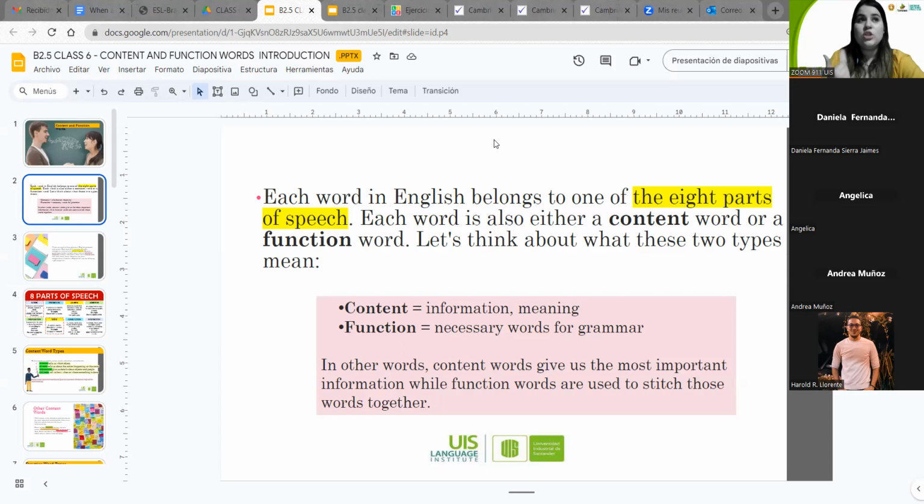However, they don't carry information or meaning. They are necessary for grammar. Okay, so that is the difference between content and function words.